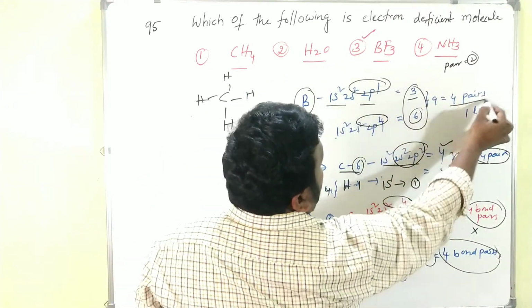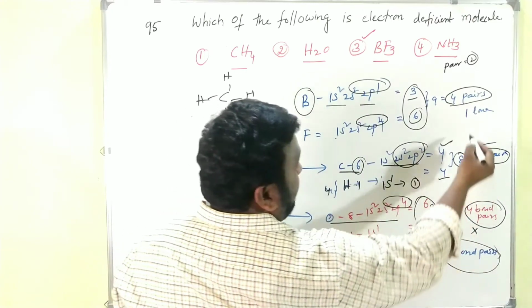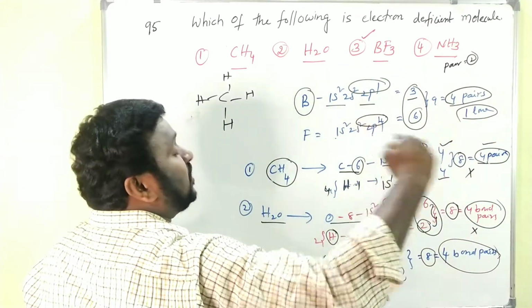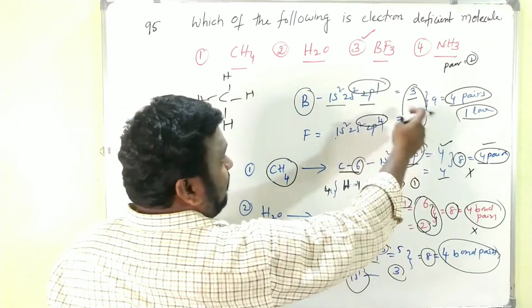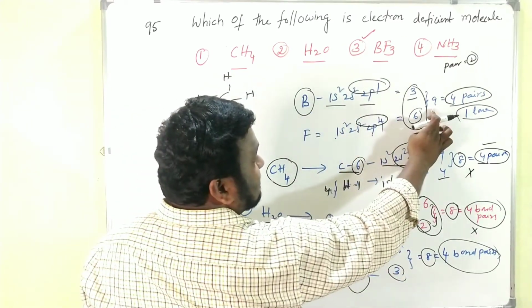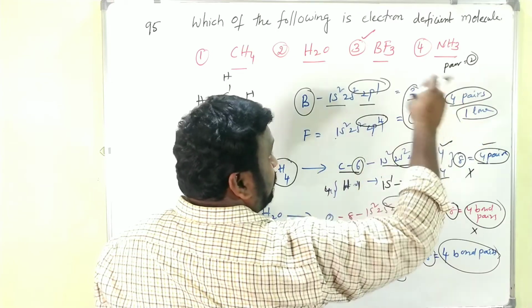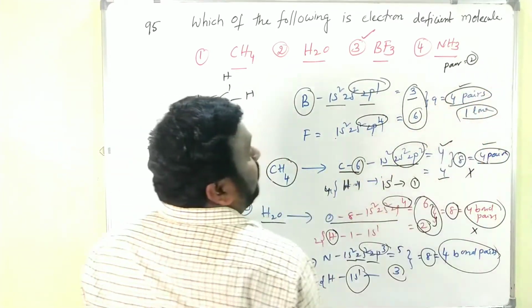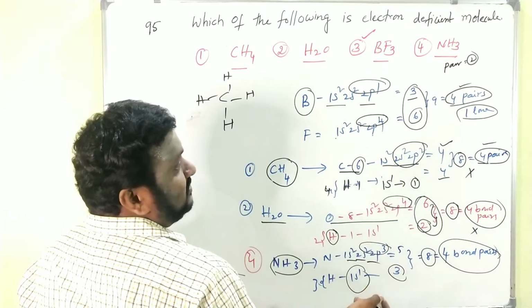Then how many bonds will be formed? 4. Then how many lone electrons? 1. It requires one more electron to form one more bond. In BF3, 9 valence electrons are there. To form one additional bond along with the 4 pair bonds, it requires one more electron.